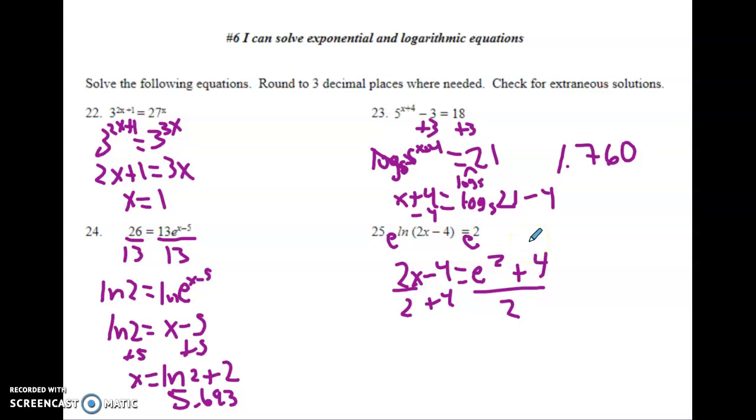And then you grab a calculator and put that in. E to the power of 2 plus 4. And then I'm going to hit equals so that I have that answer and divide the whole thing by 2 just to make sure it's all being done right. And the answer is 5.695 if we round it to 3 decimal places.